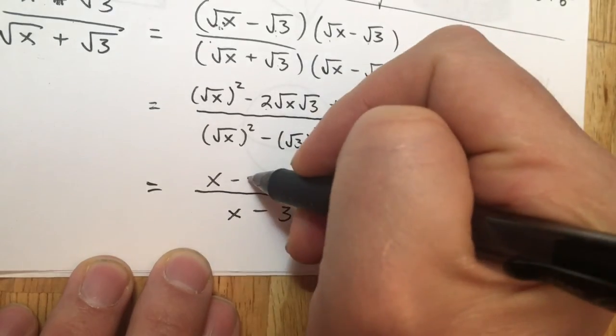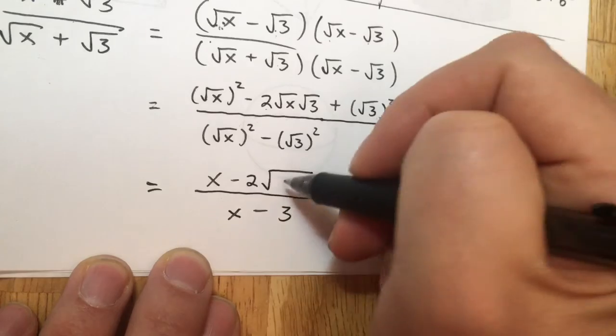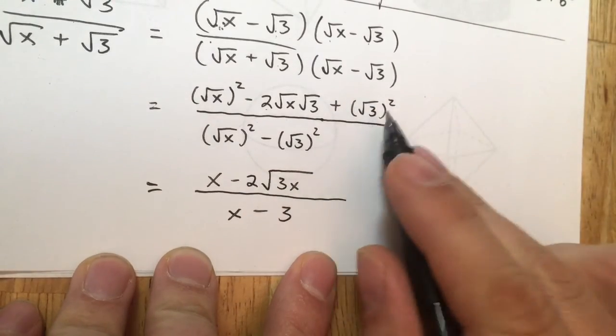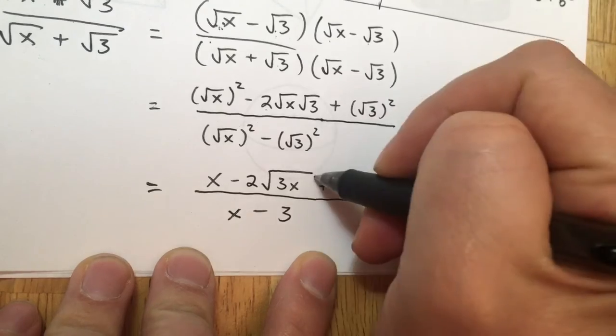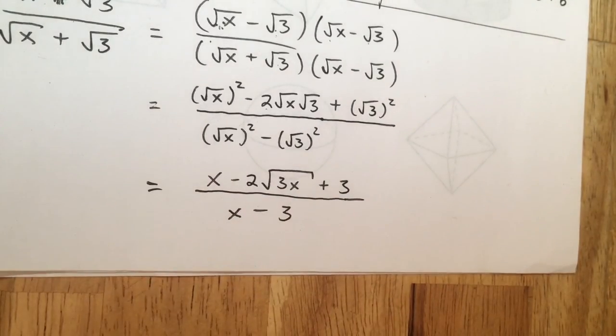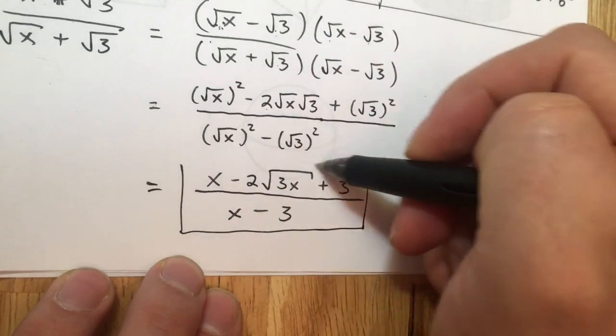Well, I can write this a little bit nicer. I can write that with a single radical. X times 3 is the same thing as 3x. And then what about root 3 squared? Well, square root of something squared is just that something. And it looks like that's all we can do here. That's it. All right.